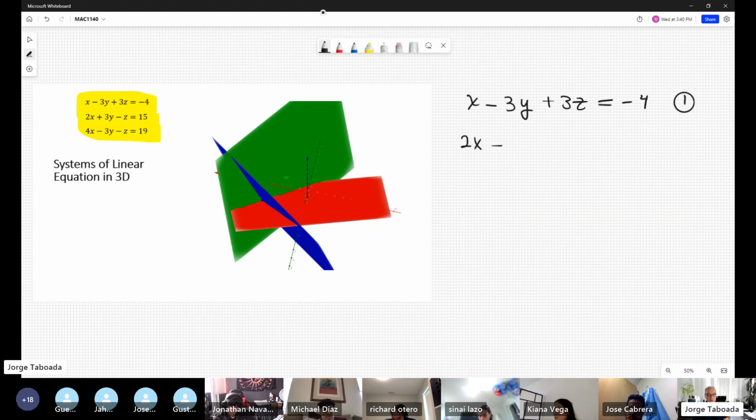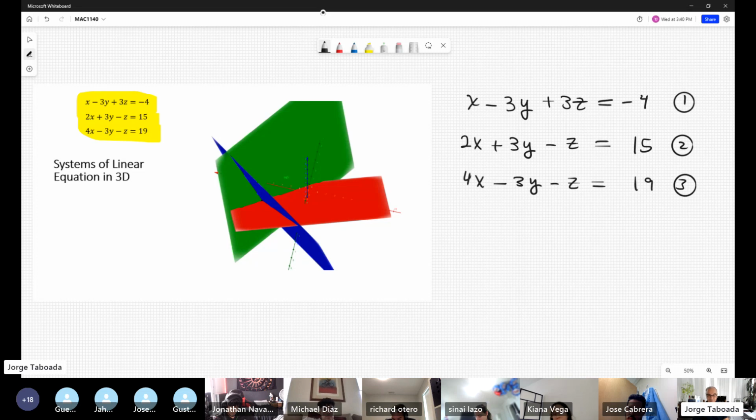2x plus 3y minus z equal 15. Equation 2. And 4x minus 3y minus z equal 19. Equation 3. And this is the system that contains 3 equations and 3 unknowns.